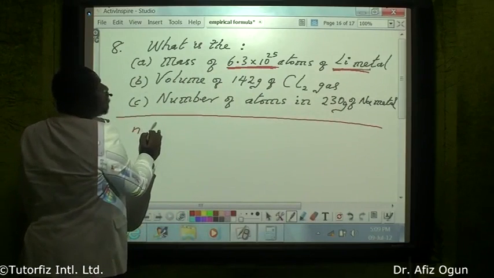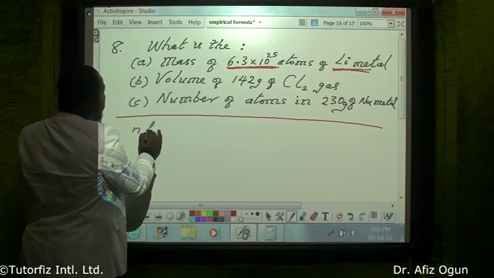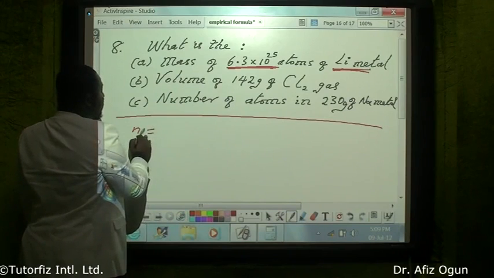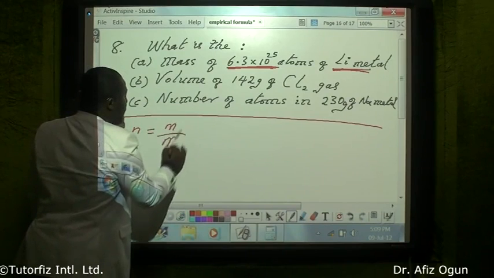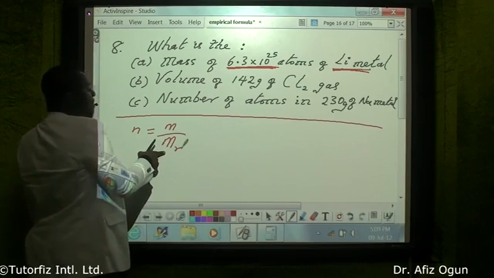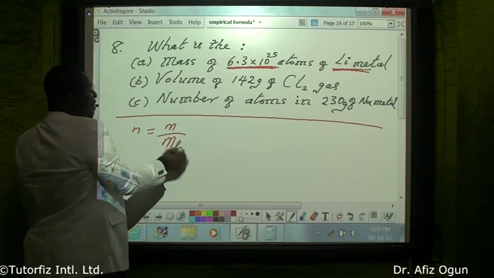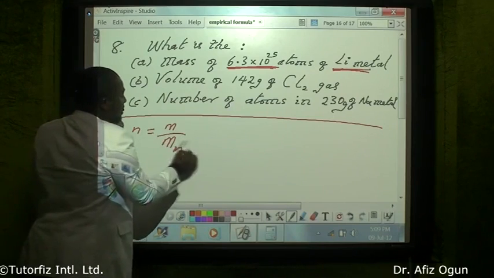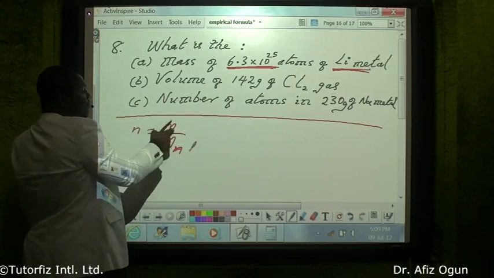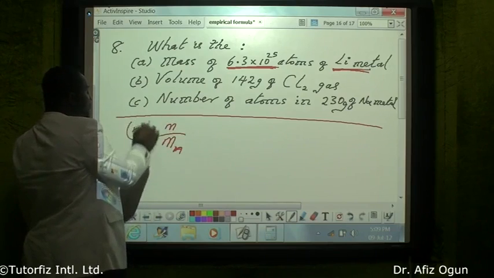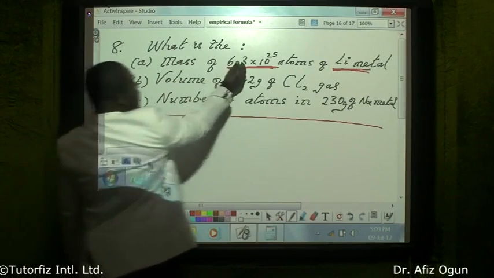I know I'm looking for mass of lithium, and I know the equation linking mass and number of mole is n equals m over Mr. Mr, molecular or atomic mass, or Ar. I can get it since it's an atom, directly from the periodic table. Then the mass is what I'm looking for. For me to get the mass, I need to know the number of mole. And for me to know the number of mole, I can use this.